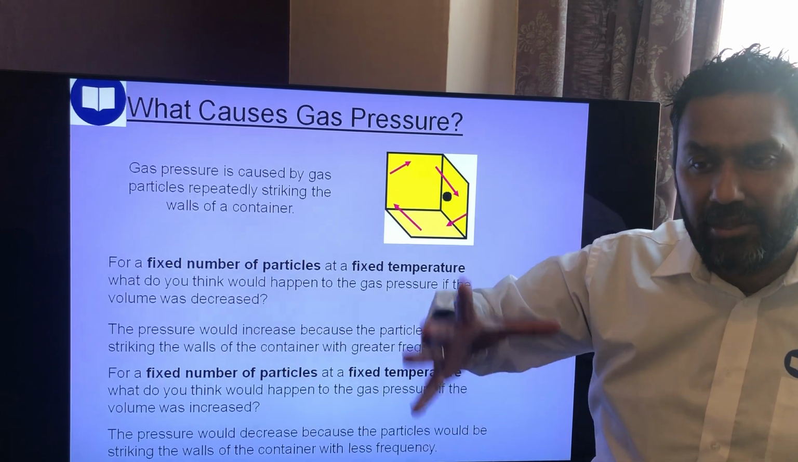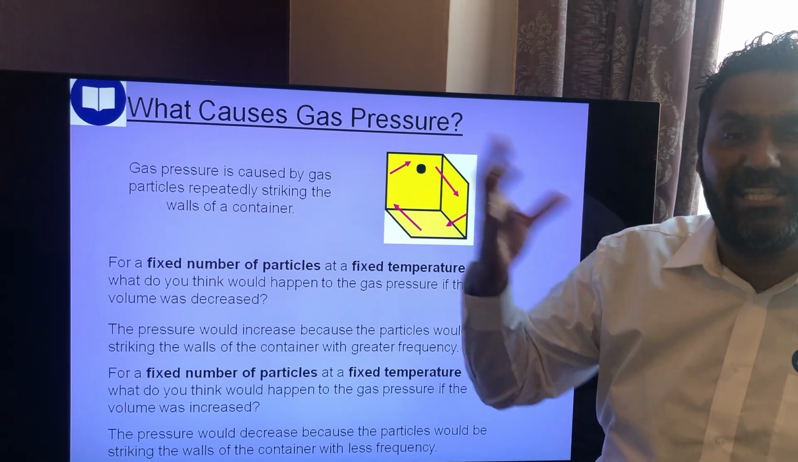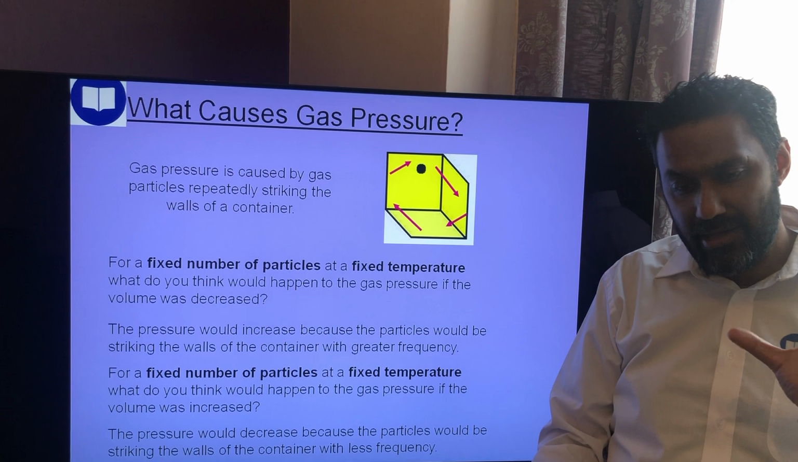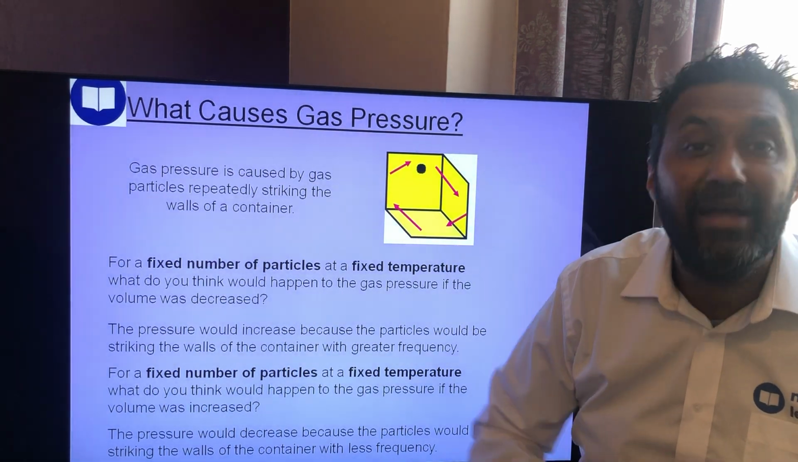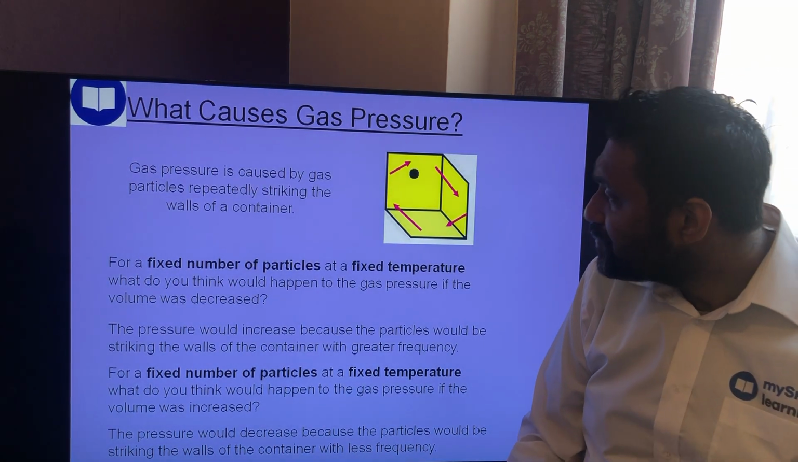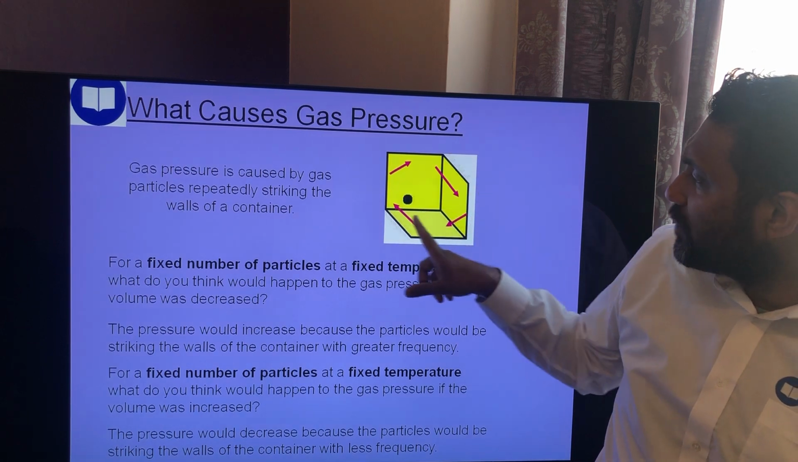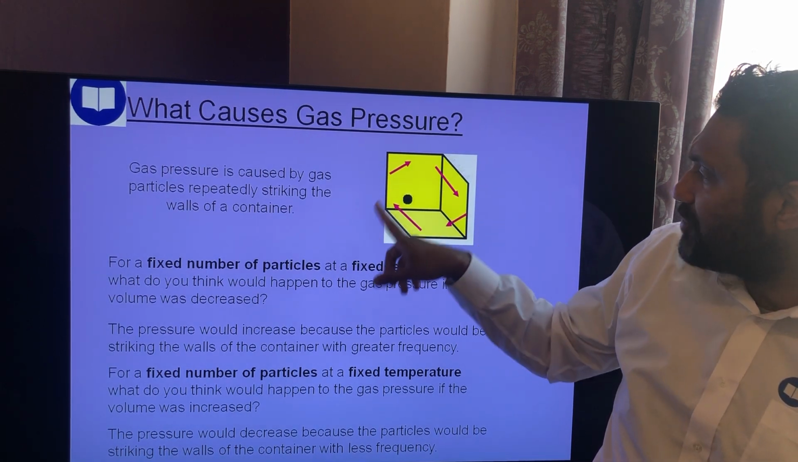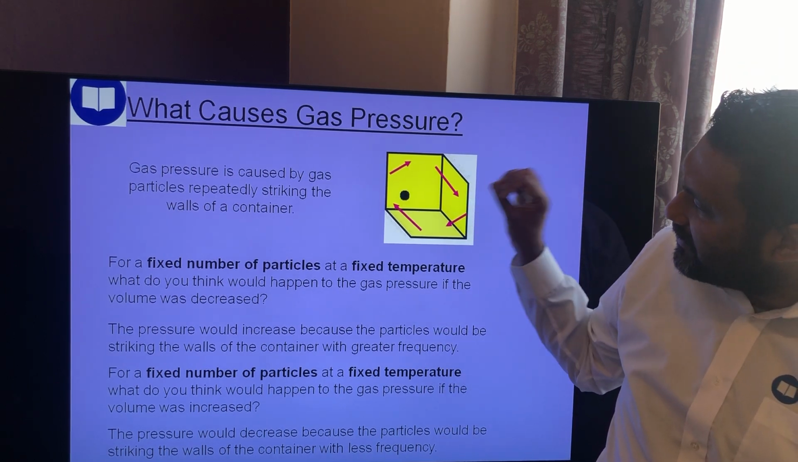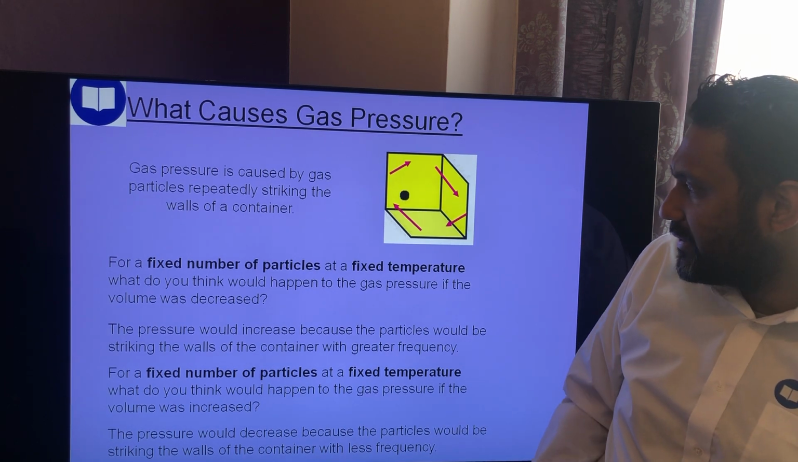So if I heat up a can, if it's enclosed, the pressure is going to build up and build up and build up. Eventually it can explode, it'll pop. That's why we should never heat up pressurized cans like a can of Lynx or something. If you put it in a fire, they'll explode because they won't contain that pressure inside. So pressure is caused by the repeated striking against the walls of the container because the particles are bouncing around on the inside. But for a fixed volume of gas, a fixed number of particles and a fixed temperature, the gas pressure would remain the same.